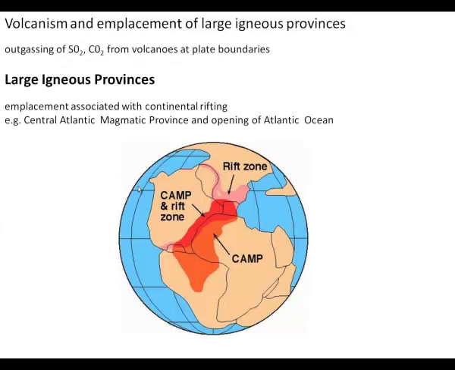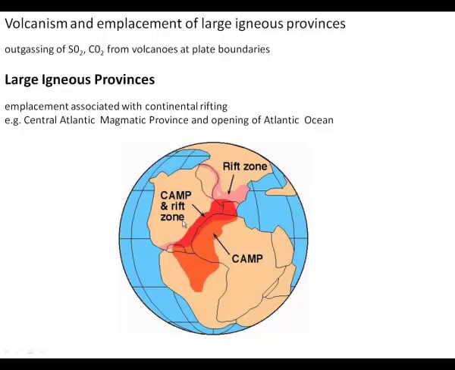We've already looked at how volcanism can modify global environmental conditions when we looked at outgassing of, for example, sulfur dioxide or carbon dioxide from volcanoes. And of course, plate boundaries are a major area on the globe in which we get volcanic activity. What I want to look at here is the phenomenon of large igneous provinces. These are huge in their scale, and their emplacement is associated with continental rifting.